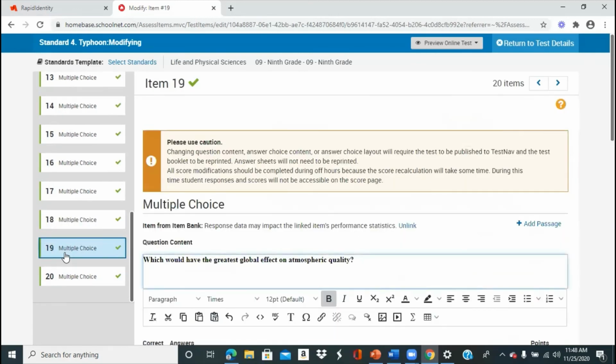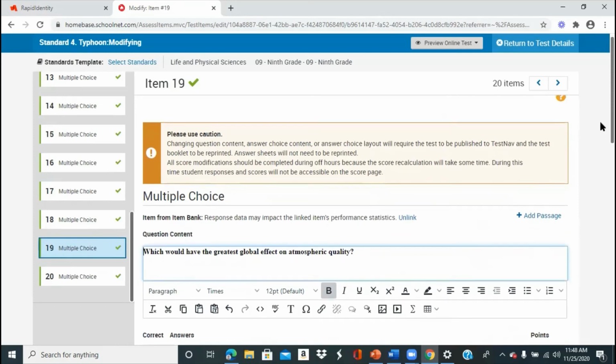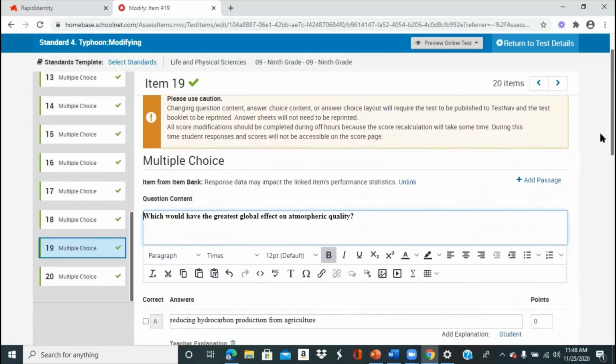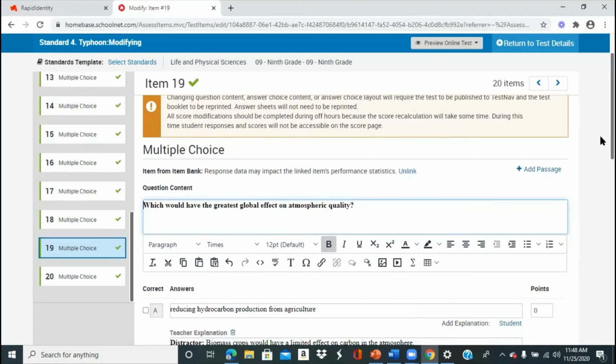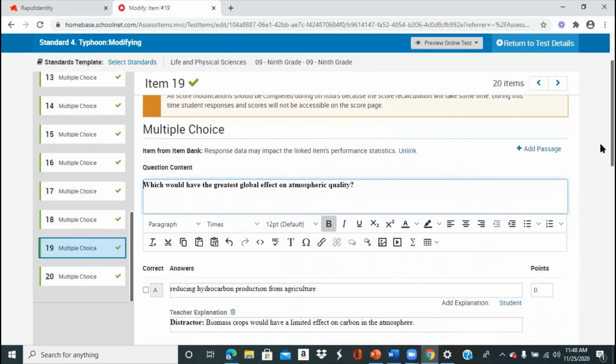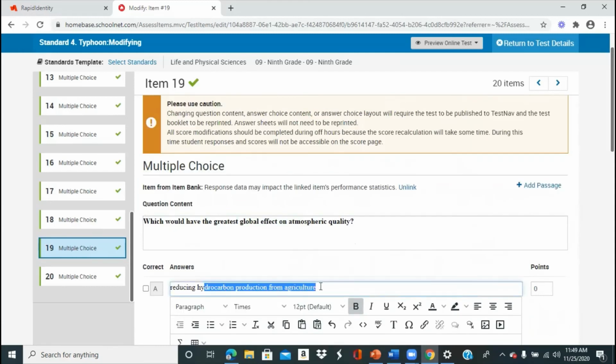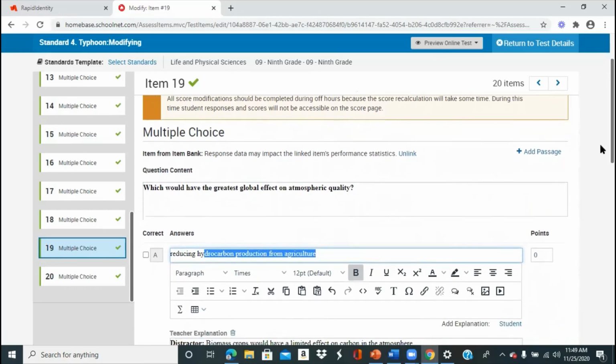Number 19. Which would have the greatest global effect on atmospheric quality? This is just about air quality. Looking at the answer options, reducing hydrocarbons from agriculture is not about air quality. According to the option we have here, biomass crops would have a limited effect on carbon in the atmosphere, because this is just allowing the manures to be processed as a possible nourishment to the plants. So that's a lesser contributor.